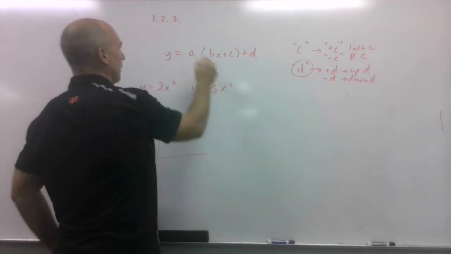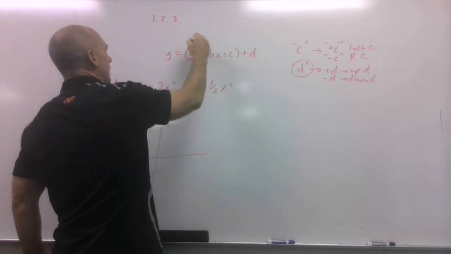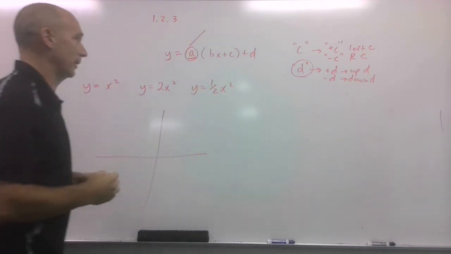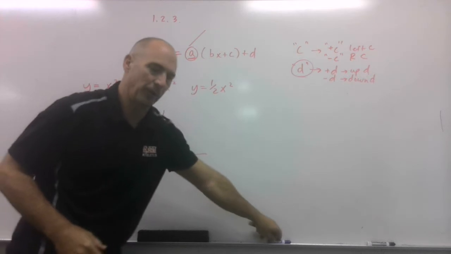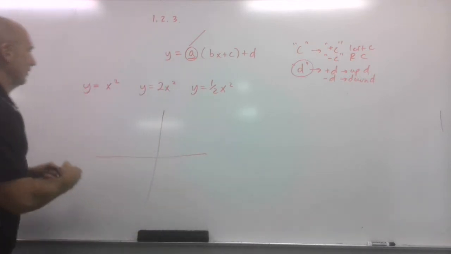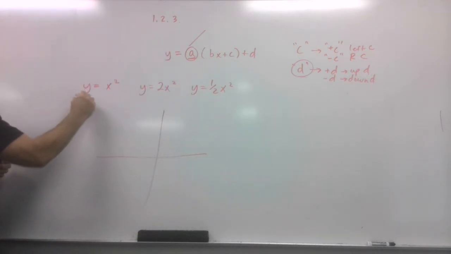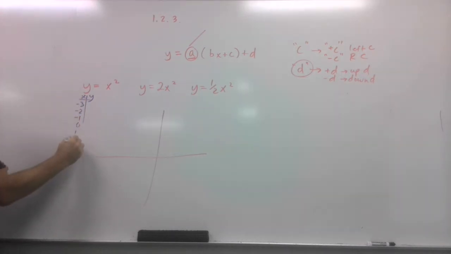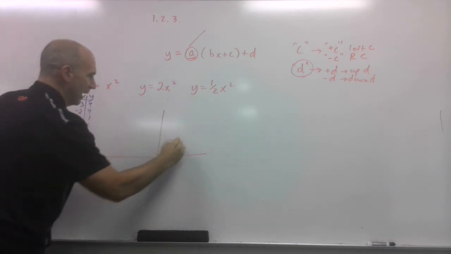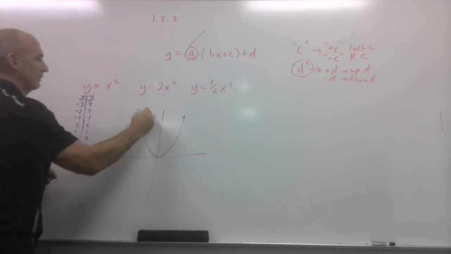Now we're going to talk about the letter A. The letter A's got some interesting things about it, but let's talk about it and make sense of it. So if I actually took y equals x squared and I took a few little x's, plugged them in, I get 9, 4, 1, 0, 1, 4, 9. And again, we have said that it looks like this.